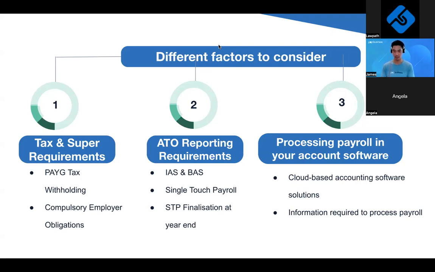And lastly, information that you require to process payroll in the software. You need to do this by law. You need to have your employees sign a TFN declaration and a superannuation standard choice form, and you need to keep that on file. And you need these details in order to do all these tax lodgements and superannuation payments.